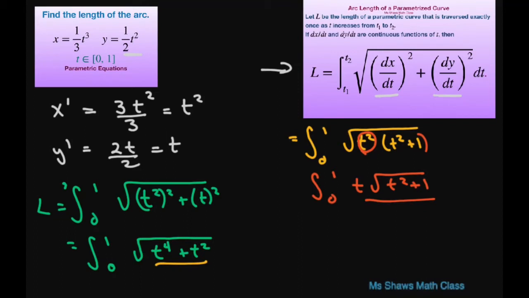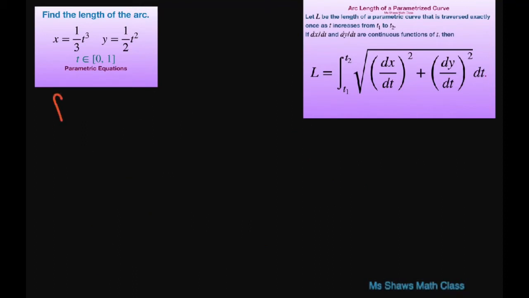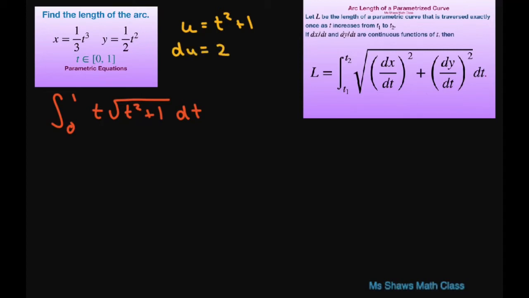We're going to use substitution, and this all should be dt. I always forget that. All right. Now let's go ahead and use substitution for this. So we have the integral from 0 to 1 of t times the square root of t squared plus 1 dt. So let's let u equal t squared plus 1. So du equals 2t dt. Now we need t dt, so let's divide both sides by 2. So 1/2 du equals t dt.